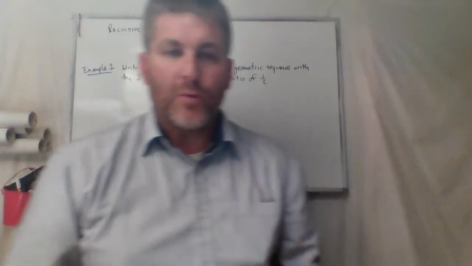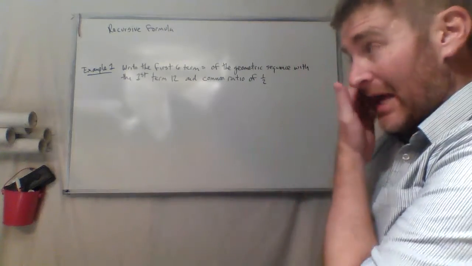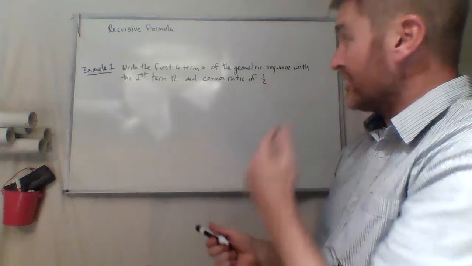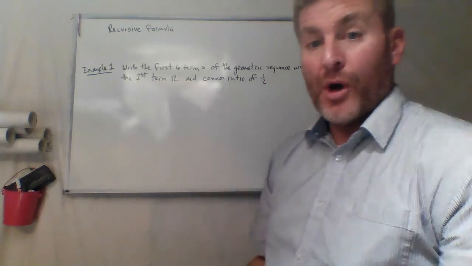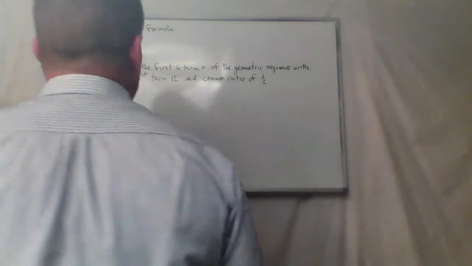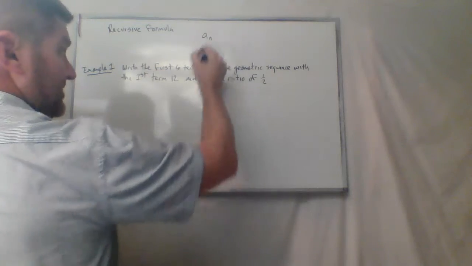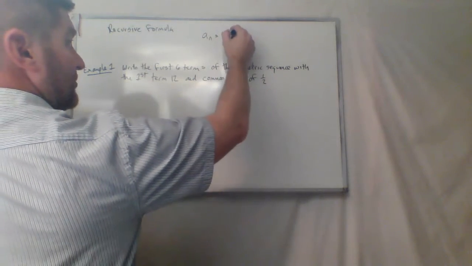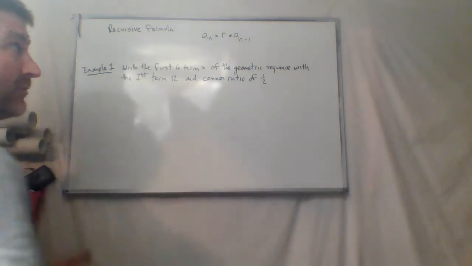So in example 1, we get into something that deals with the recursive formula. Now it's not written that way, but write the first 6 terms of the geometric sequence with the first term 12 and the common ratio of 1/2. So if I were to write a recursive formula to find any term, what we're really going to do is take the common ratio and multiply it to the previous term. And that's really what we're going to do.